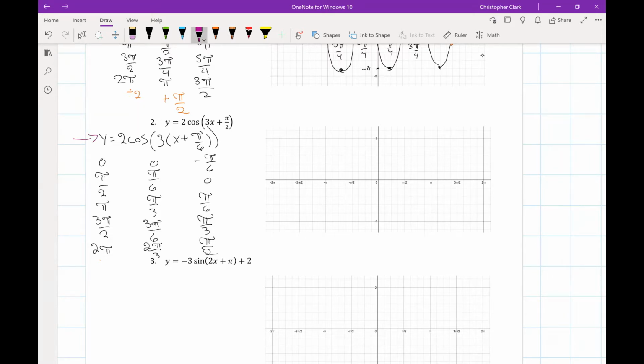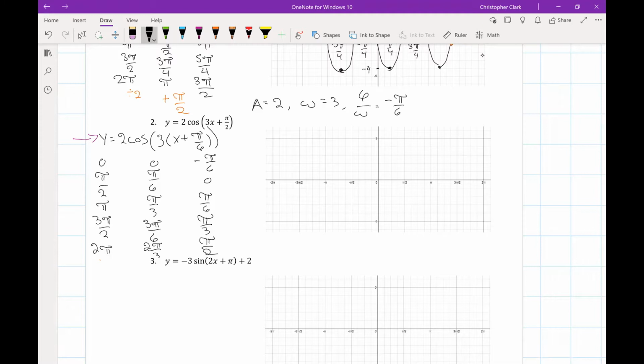Now the reason we do that is it allows us to see more clearly that our a is 2, our omega is 3, and our phase shift, phi over omega, is going to be the opposite. Here we're adding pi over 6, so we're going to shift it negative pi over 6. And you'll see what this looks like when I graph it.